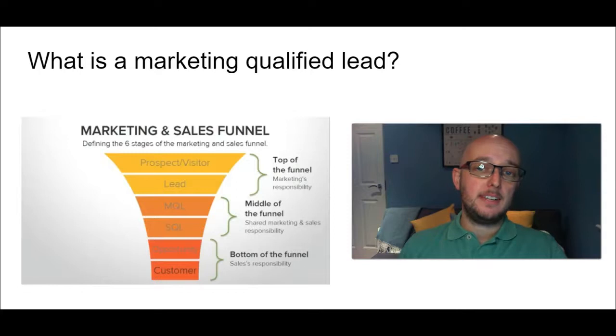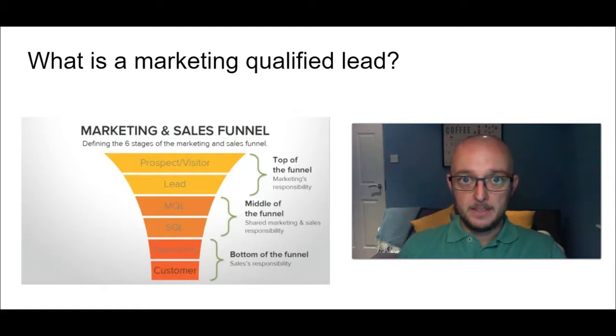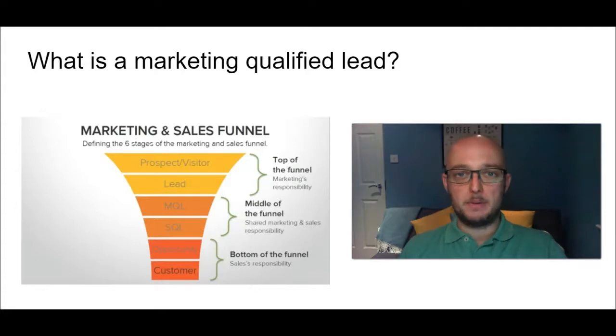On there, you can see at the top of the funnel, we have prospects and visitors. These are the anonymous users that visit our websites each and every day. And beneath that, we have leads. These are people that have filled out a form, maybe downloaded an ebook or white paper, maybe registered for a webinar, something like that. And we know a little bit about them.